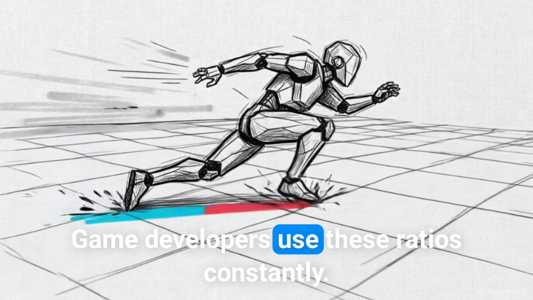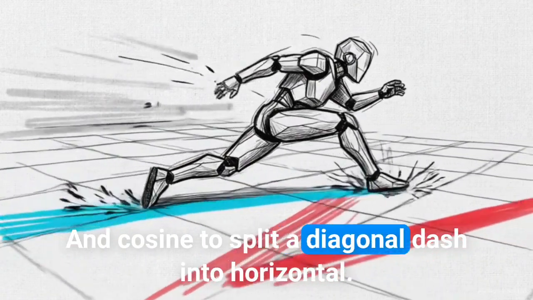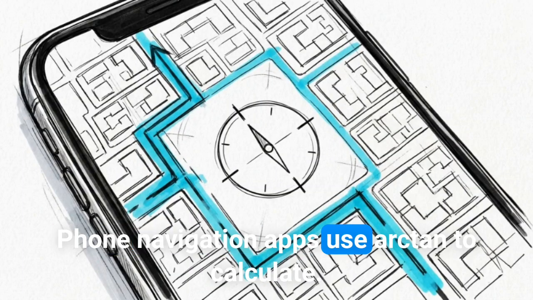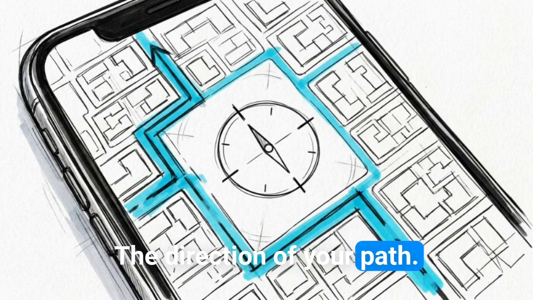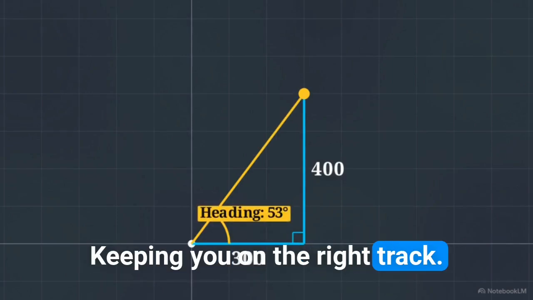Game developers use these ratios constantly. The code uses sine and cosine to split a diagonal dash into horizontal and vertical coordinates. Phone navigation apps use arctan to calculate the direction of your path. They convert your straight line distances into a heading, keeping you on the right track.